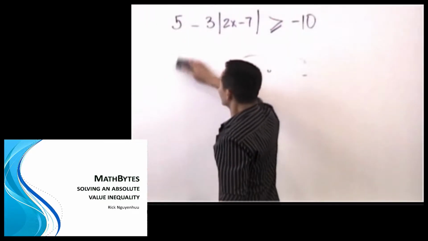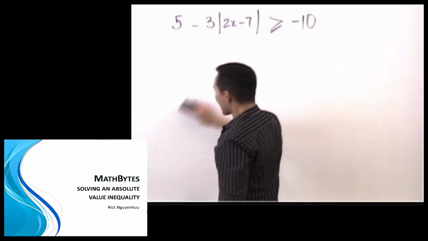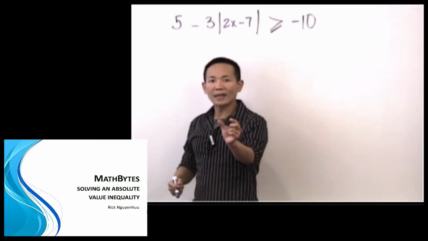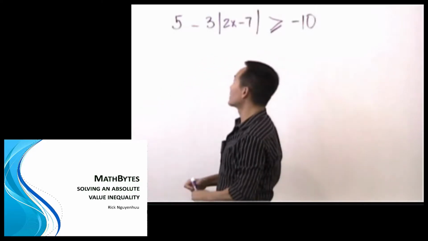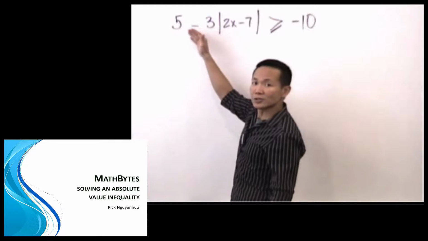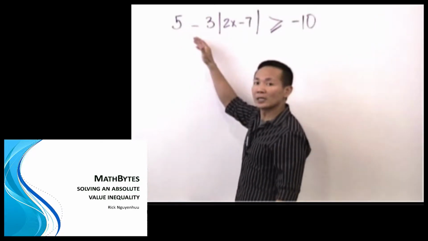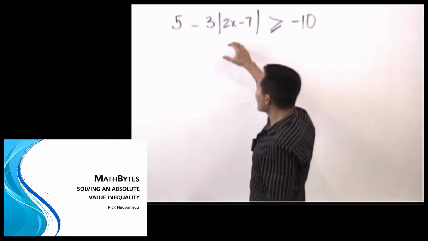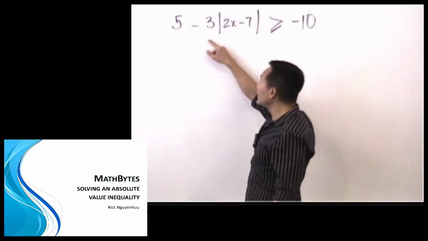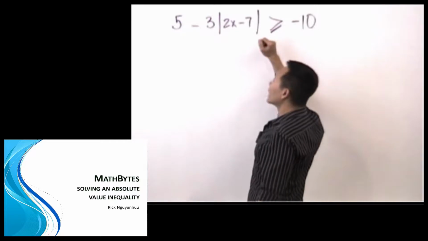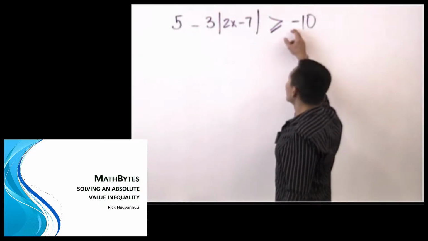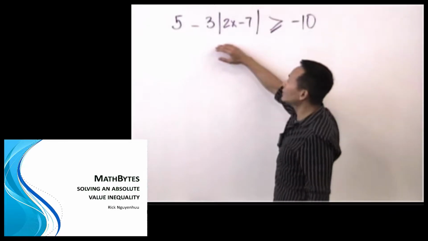Okay? So once again, what is an absolute value of a number? It is the distance of that number from 0. Now, I would transfer that thought to solving for an absolute value inequality. Today, I have the inequality 5 take away 3 times the absolute value of 2x minus 7 greater than or equal to -10. We have to solve for x.